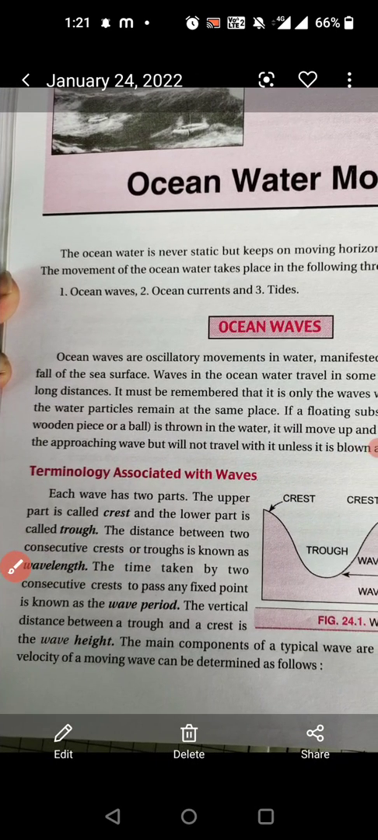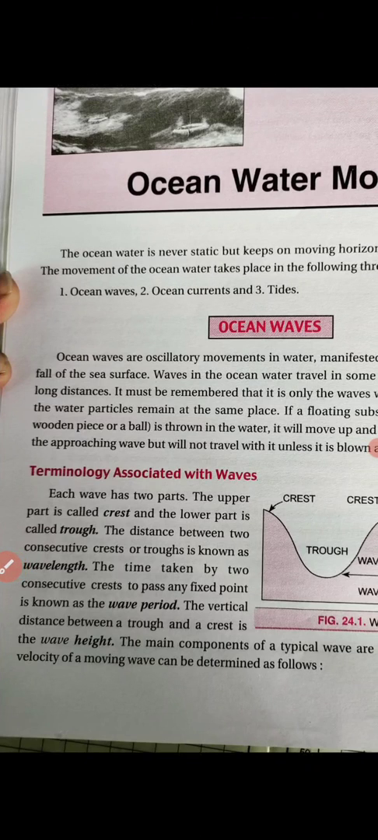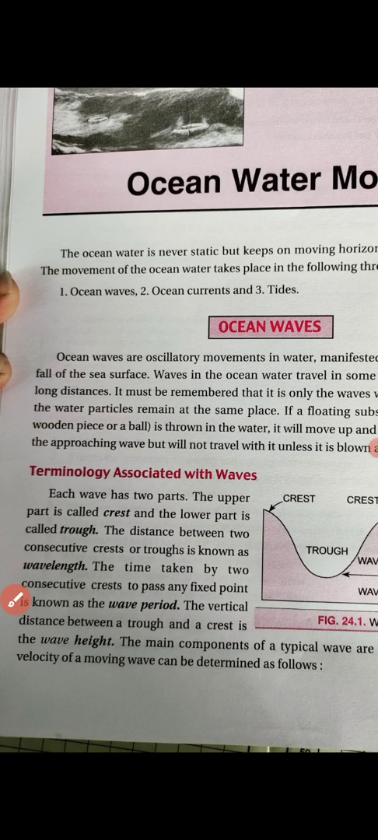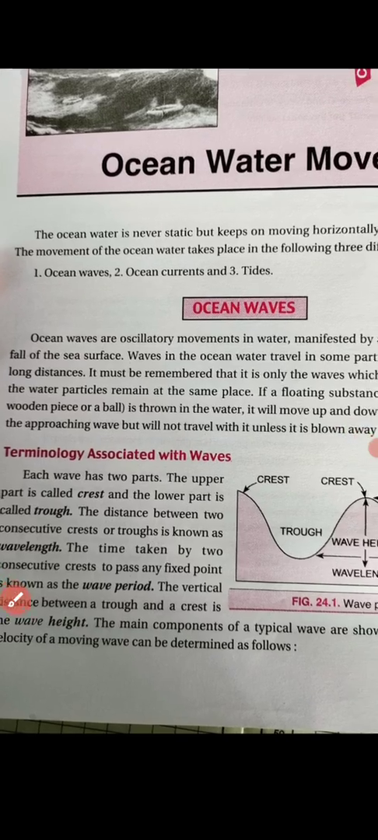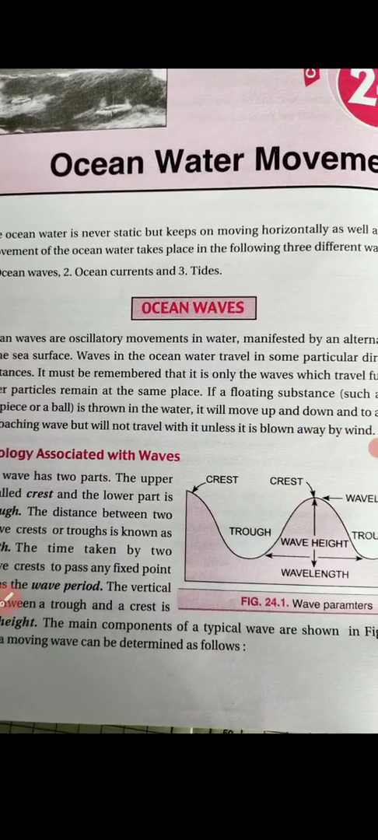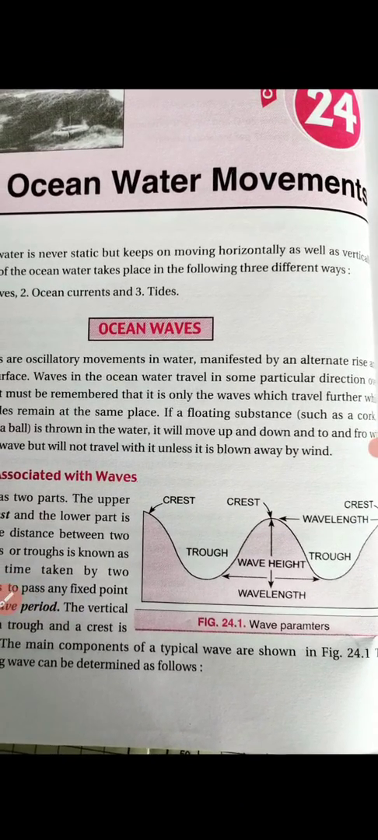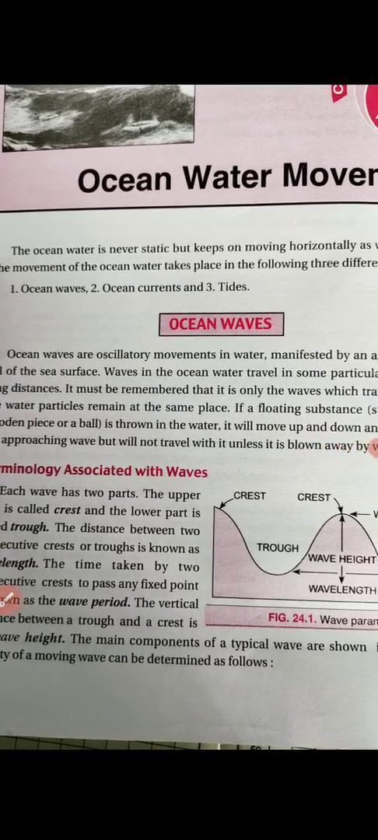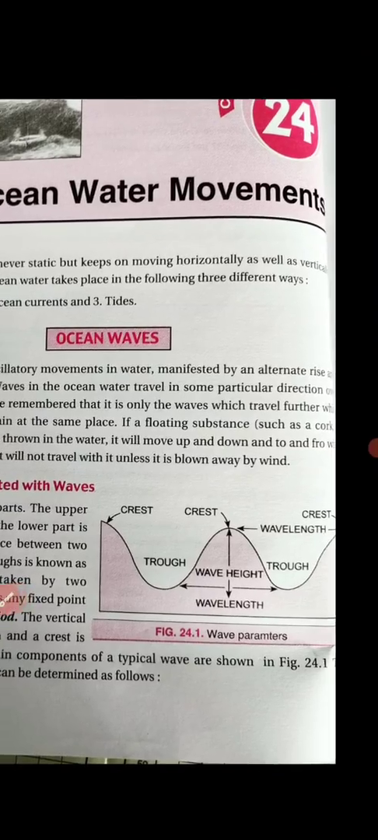The time taken by two consecutive crests to pass any fixed point is known as wave period. What is wave period? The time taken by two crests or troughs to pass one area is known as wave period. And the wave height is the vertical distance between trough and crest. This is the wave height between the crest and trough. The main components of typical waves are shown in this figure.